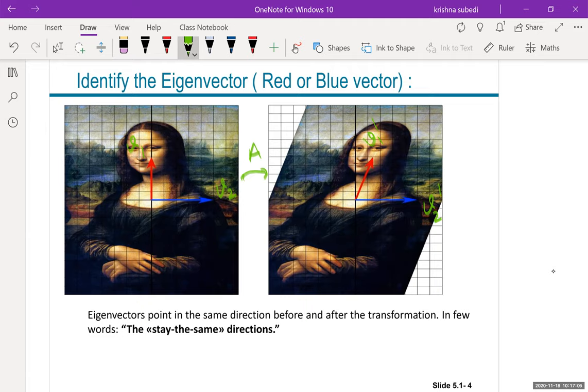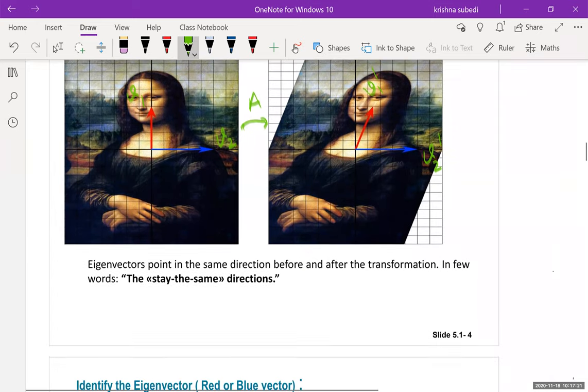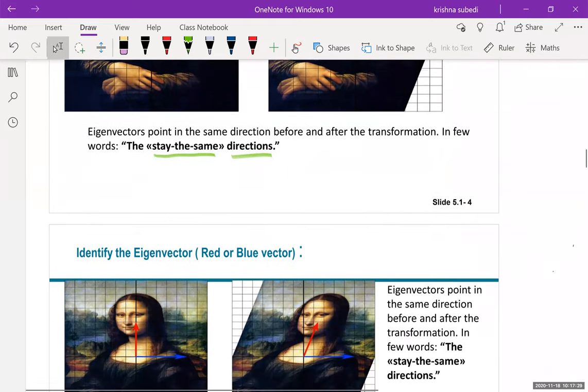So the magnitude may change, and whatever the change in the magnitude, we call that the eigenvalue. And if the direction doesn't change, that vector is called the eigenvector. In other words, a vector that stays in the same direction is called an eigenvector.